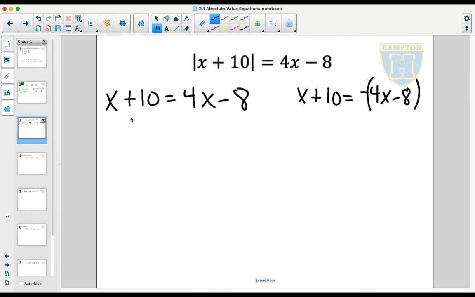On the left, we'll subtract x from both sides and add 8 to both sides, and we'll end up with 18 is equal to 3x, which gives one solution, x is equal to 6.